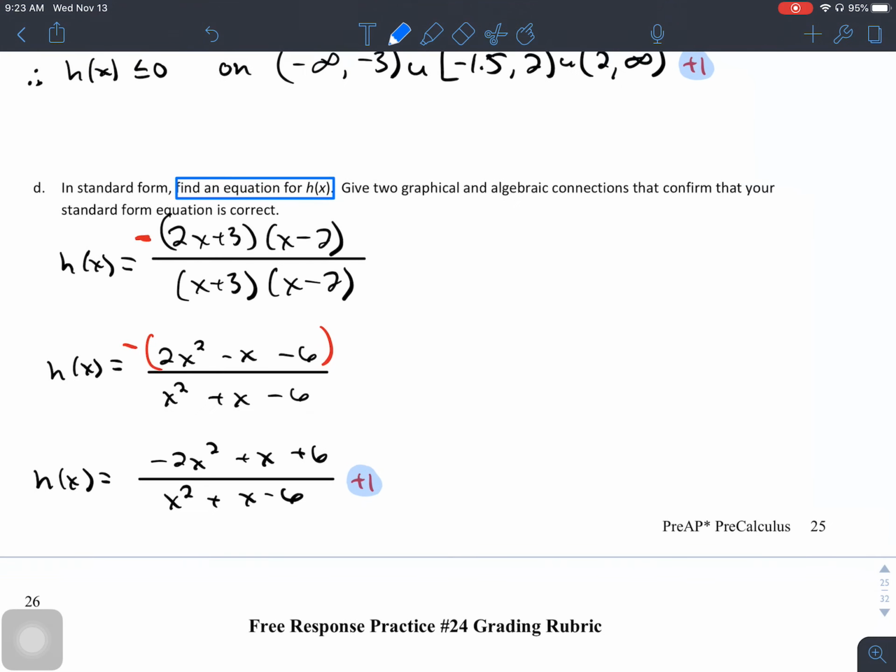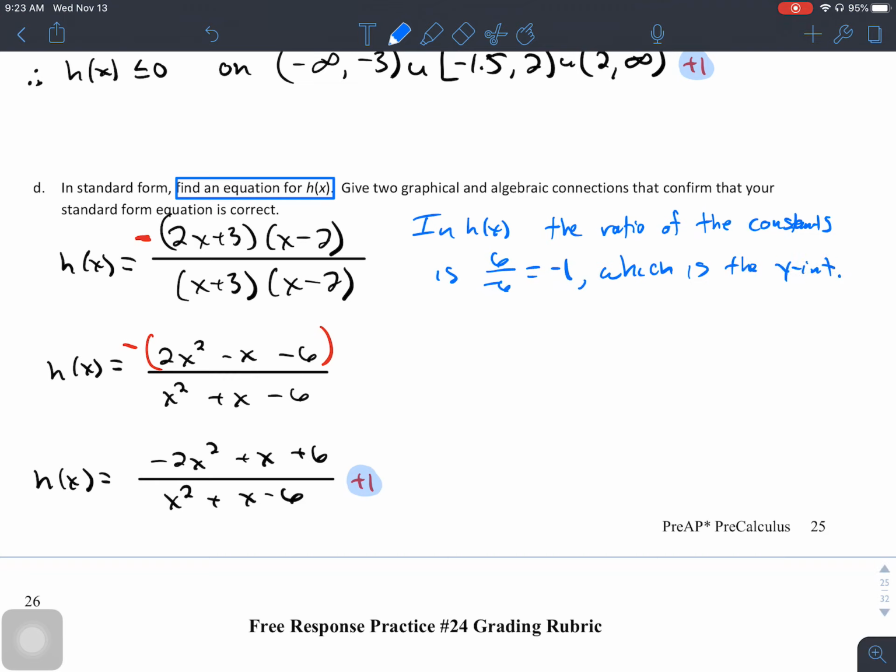So we could say something like, in h of x, the ratio of the constants is 6 over negative 6, which is negative 1, which is the y-intercept. We just connected the graph, the y-intercept, to the algebraic equation. So there's one thing you could say. We just need 2 of these, it says. We're going to list more than 2.